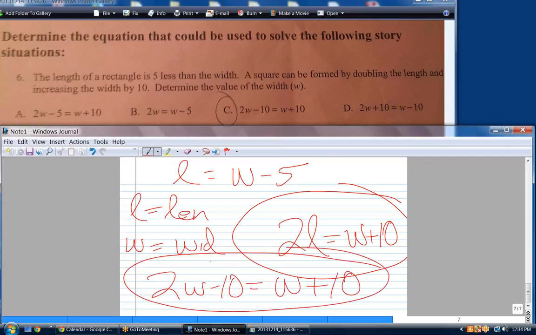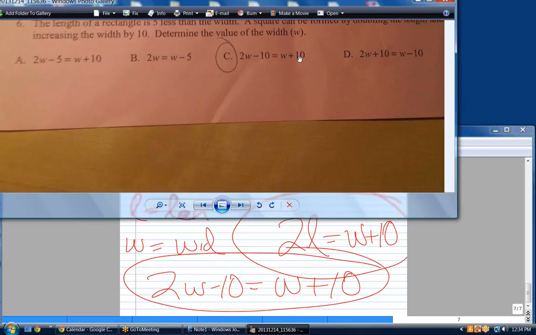And I don't need to solve for W. The answers aren't solved. They're in terms of equations. All right, that's a little tricky. It's easy to make that mistake I made.